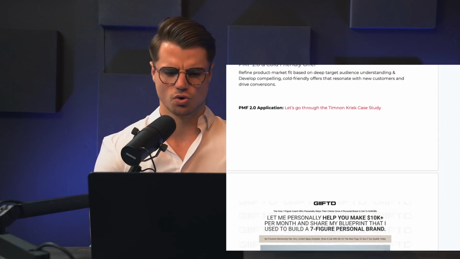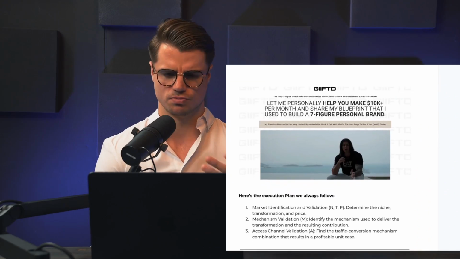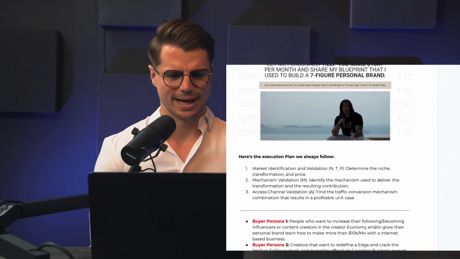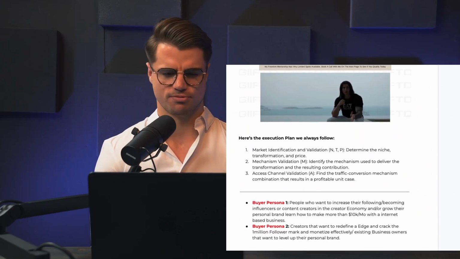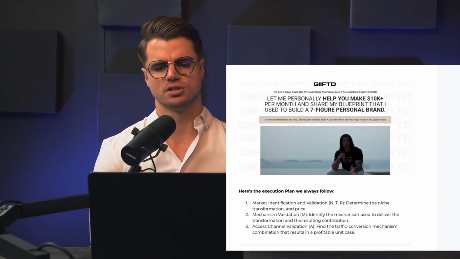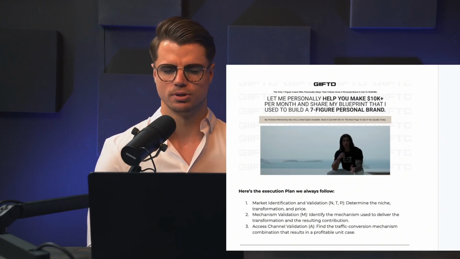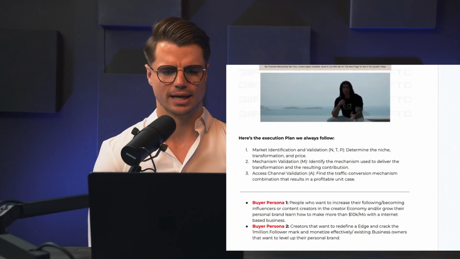And also there's always iteration in terms of offer, video sales letter, stuff like that. I'm not here to tell you about a VSL and stuff like that, right? You already know that. So when we're looking at these things, what we're really looking at is in terms of the execution plan that we always follow, okay? So as you see here, let me personally help you to make 10K per month and share my blueprint that I use to build a 7-figure personal brand. So that's just one little claim, okay? But how do we get to stuff like that?